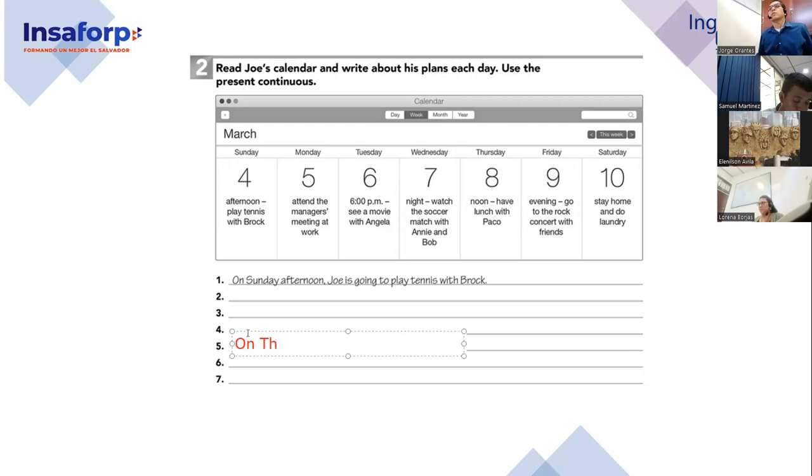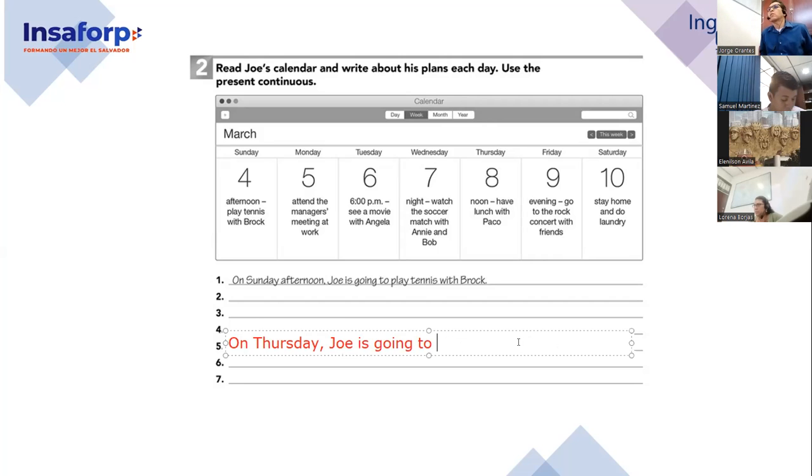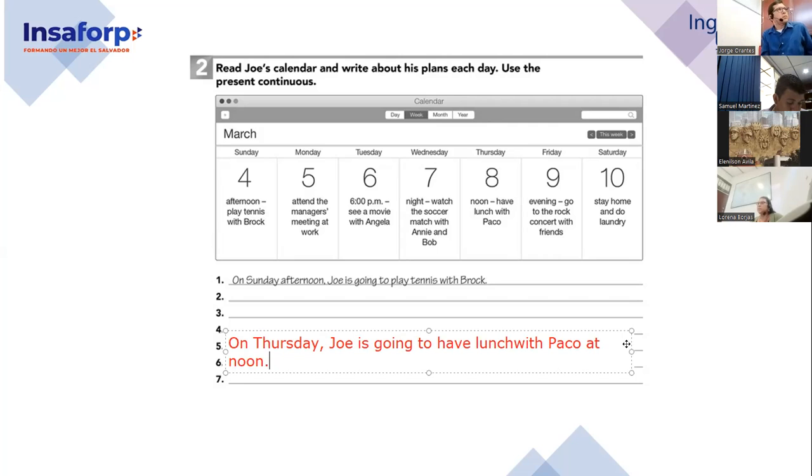Okay, tell me. Thursday. Thursday is going to have lunch with Paco noon. It's possible. Okay, yes, of course, on Thursday, because we include the time expression in the sentence. Con que vaya incluida en la oración, that's okay. So you say on Thursday, Joey is going to, okay, using going to. What is he going to do? Have lunch with Paco. What time? Noon. Okay. At noon. In here, we need to include at. Okay. At noon. Así quedaría.